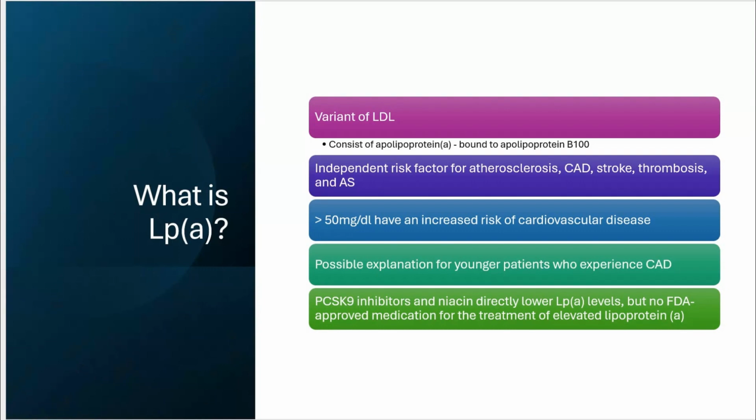Patients with a Lp(a) of greater than 50 mg per dL have an increased risk of cardiovascular disease. It could be a possible explanation for younger patients who are diagnosed with coronary artery disease. Currently, there are no FDA-approved medications for the treatment of elevated lipoprotein A. However, PCSK9 inhibitors and niacin can directly lower Lp(a) levels.